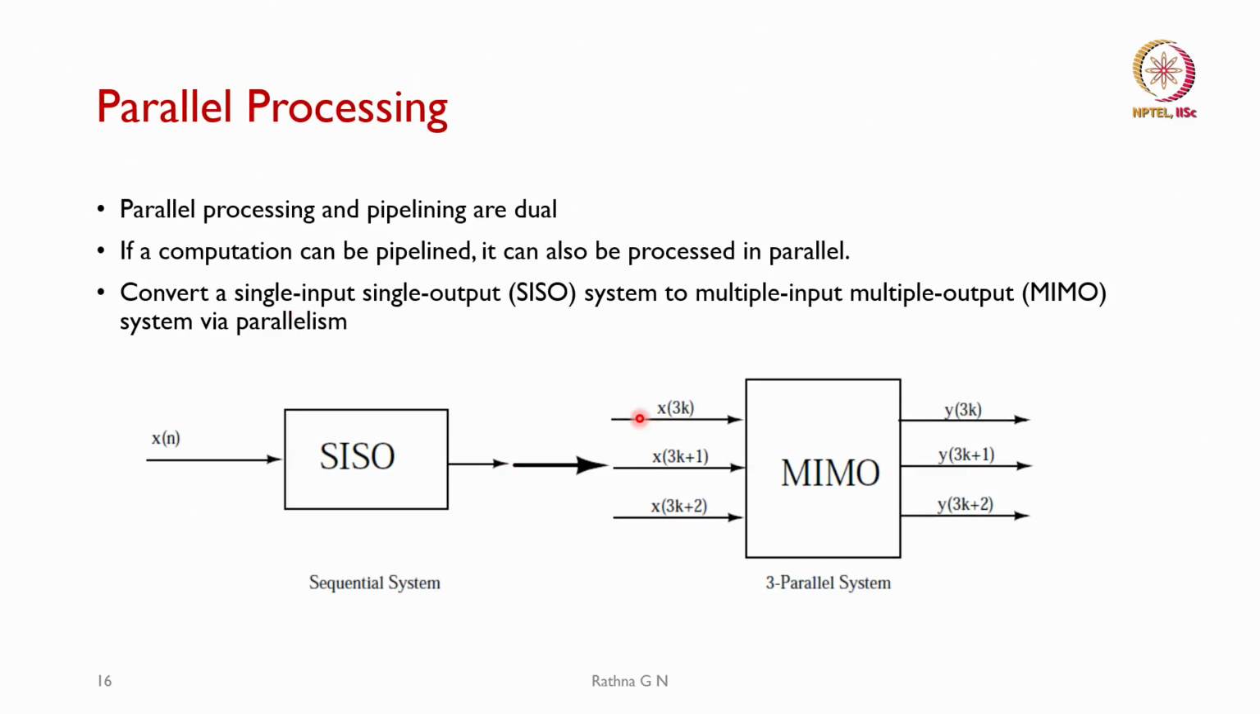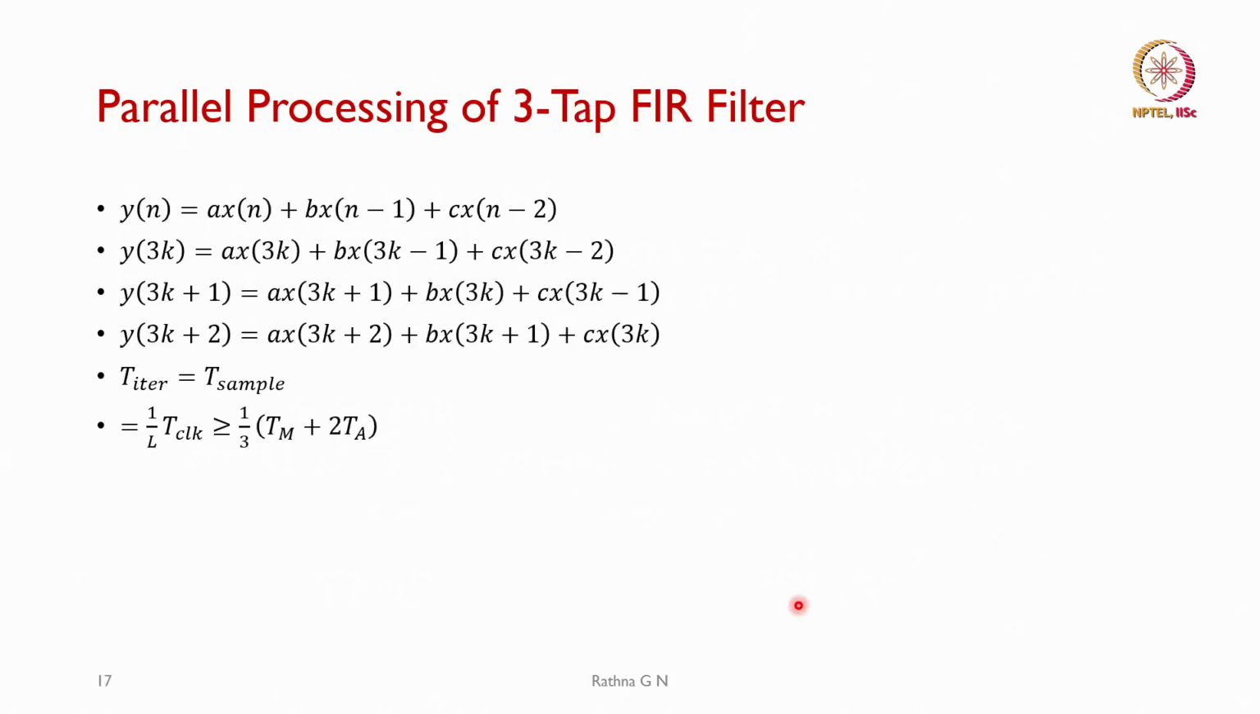So, you will have a scene here. The input is x of 3k, x of 3k plus 1 and x of 3k plus 2. You will be wondering what it is. Initially we took the example of two parallel systems. Here we assume 3 parallel systems. So, you will see that your x of n will be changed to x of 3k in this case, and y will also be y of 3k, y of 3k plus 1 and y of 3k plus 2. So, this is a 3 parallel system.